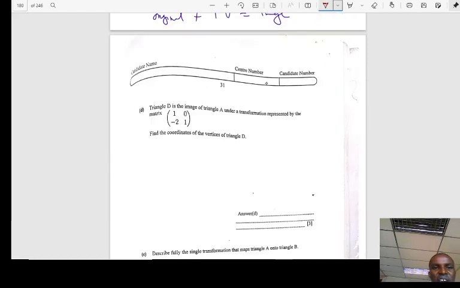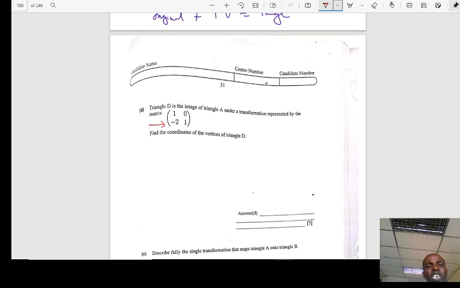Next, triangle D is the image of triangle A under a transformation represented by the matrix, that one. Then find the coordinates of the vertices of triangle D. This one is actually a shear in the y direction because the factor is down here. It's a shear in the y direction with the y-axis invariant, with shear factor minus 2.